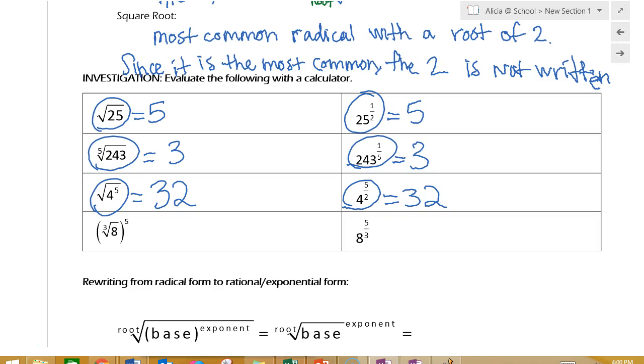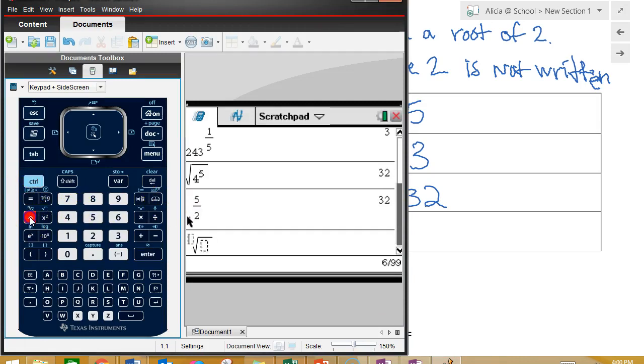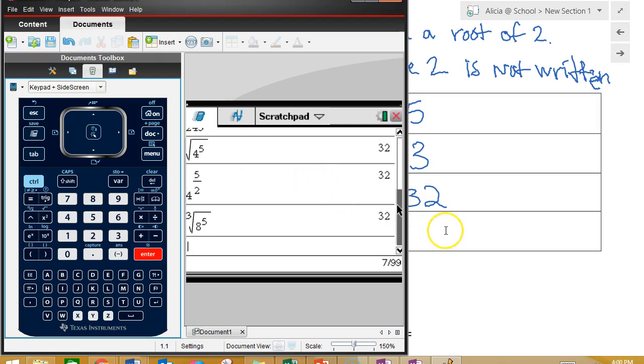Right, next one, we have the cube root of 8 raised to the 5th power. So I'm going to have to press control and that up root arrow. Have to make sure I add in my root number of a 3, add in my 8 as my base, and then I have to raise that to the 5th power, which is 32.